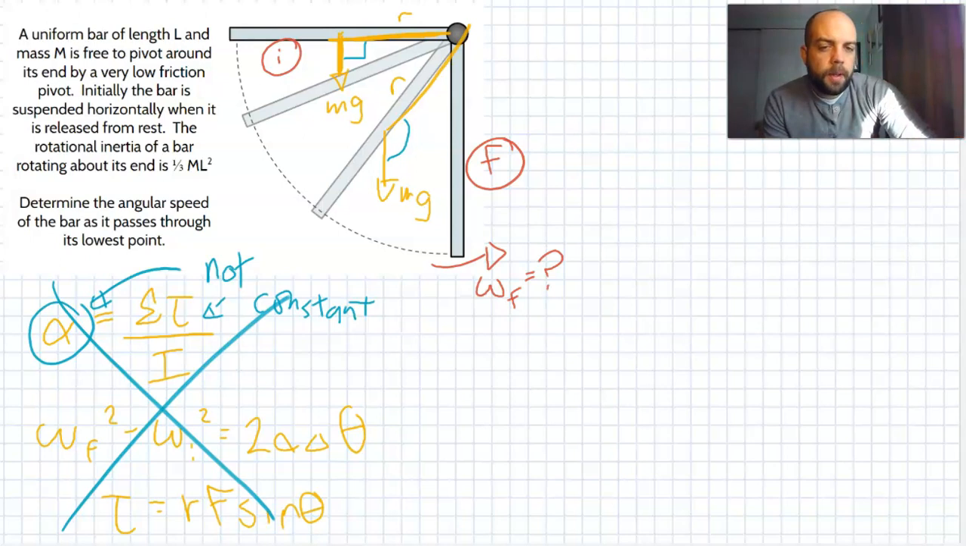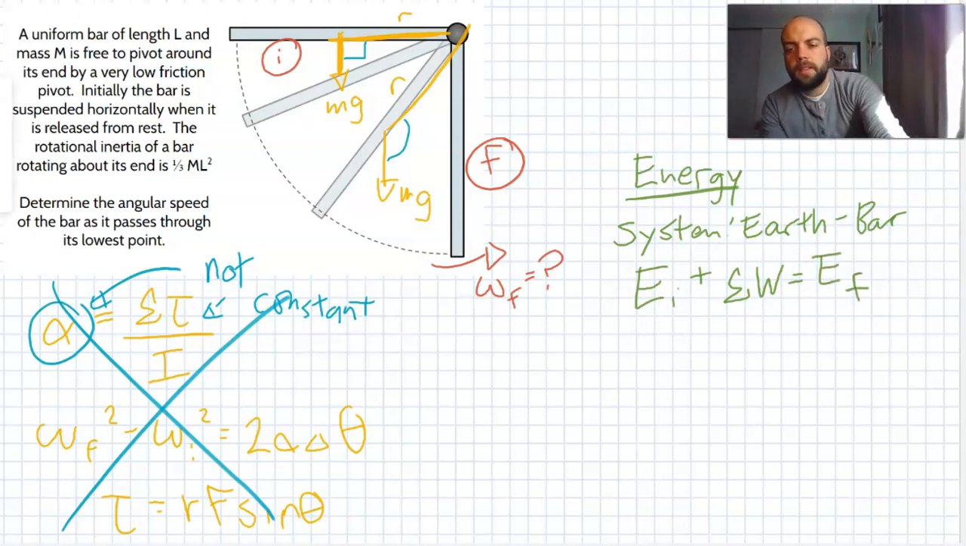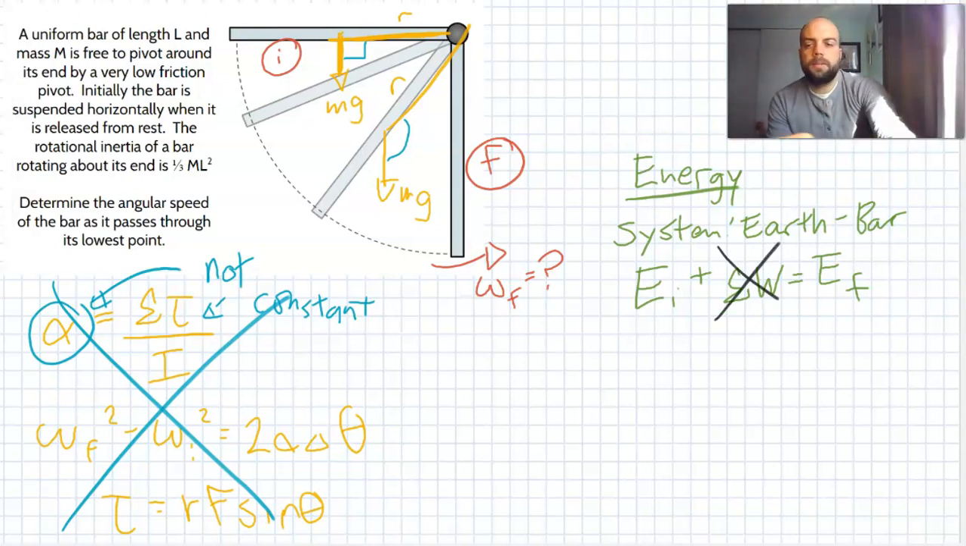The way we can talk about this problem is with energy ideas. What I'm going to pay attention to is a system of the Earth and the bar. That way I can say that this system is closed and there are no outside works, because there are no outside forces acting on this bar that are doing any work. The pivot is not going to do any work here, and I can take that out of here.